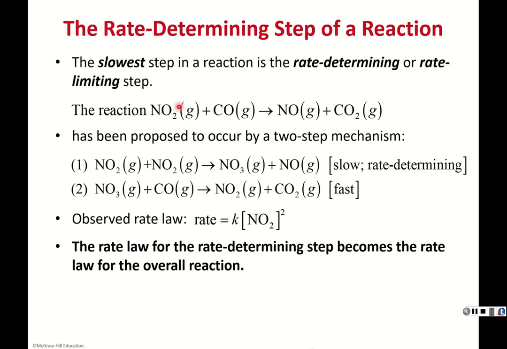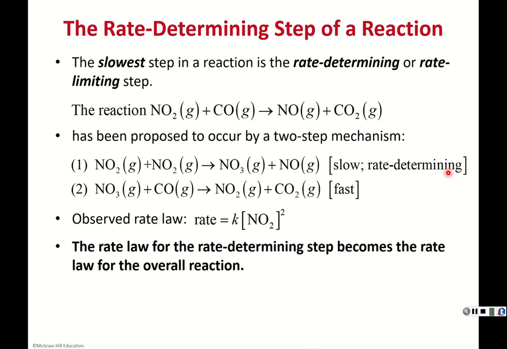Okay. So for example, if we have the reaction NO2 plus CO going to NO plus CO2, this has been proposed to occur by a two-step mechanism. So the first step is NO2 plus NO2, so two NO2s reacting together to form NO3 and NO. The second step is NO3 plus CO going to NO2 plus CO2. Okay, so if you look at the individual rates of these two steps, the first step is the slow one, the second step is fast. So the first one is going to be our rate determining step because it's slower.